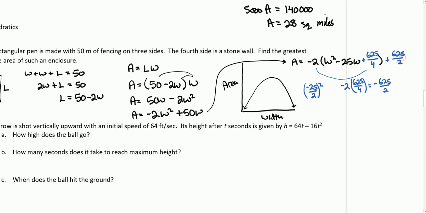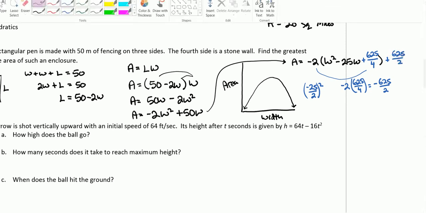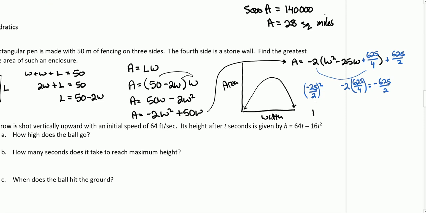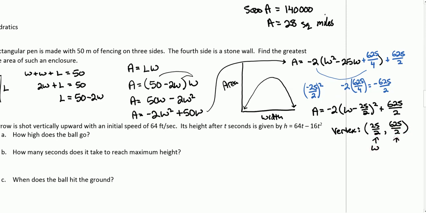625 over 2, and then we can factor this, and we get the area is equal to negative 2 times W minus 25 over 2 squared plus 625 over 2. So our vertex is 25 over 2 comma 625 over 2. The first number stands for our width, the second number stands for our maximum area given that width.